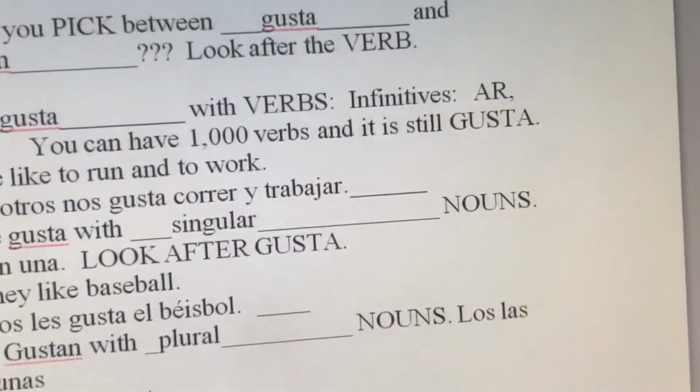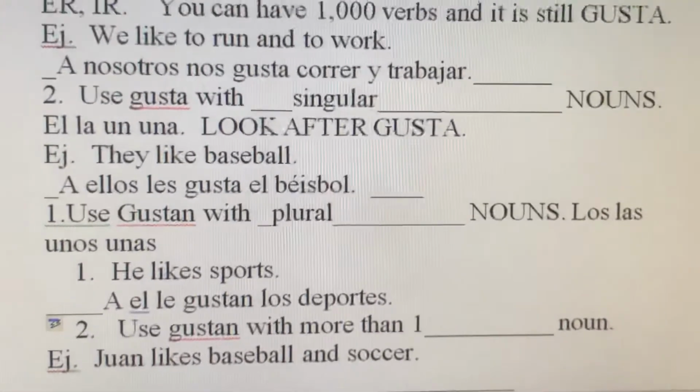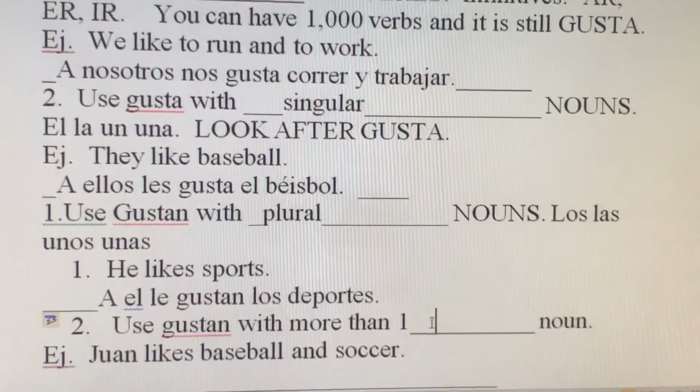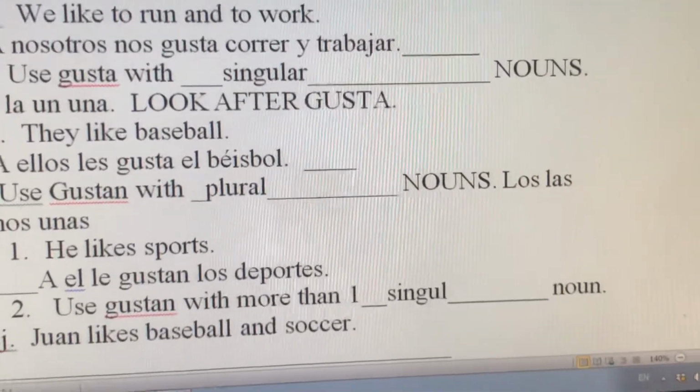Oh no, that was a number 2. Use gustan with more than one singular noun. So if you look down at my example, Juan likes baseball and soccer. That's actually plural. That makes 2 things.